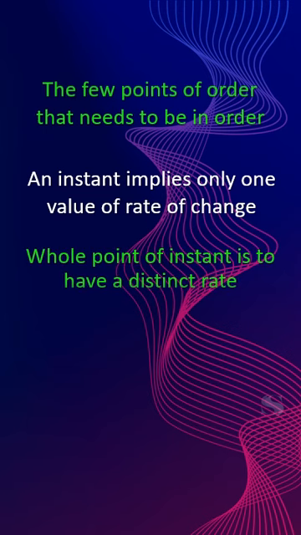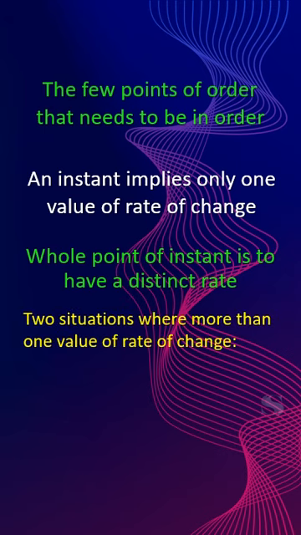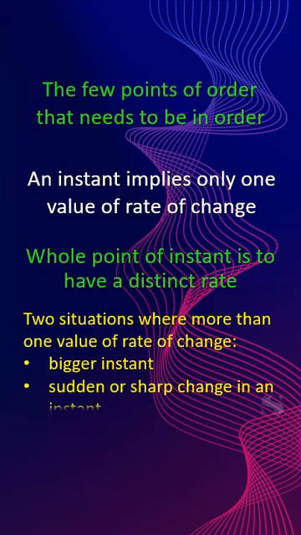The whole point of any measurement in an instant is to find the target quantity at the very instant it is planned. Two situations are easily visualizable wherein the rate of change, that is speed, may change in the chosen quantity of instant: when the instant is bigger than necessary to measure the instant rate, and when the instant is such that it is the point of a sharp shift in the rate of change.